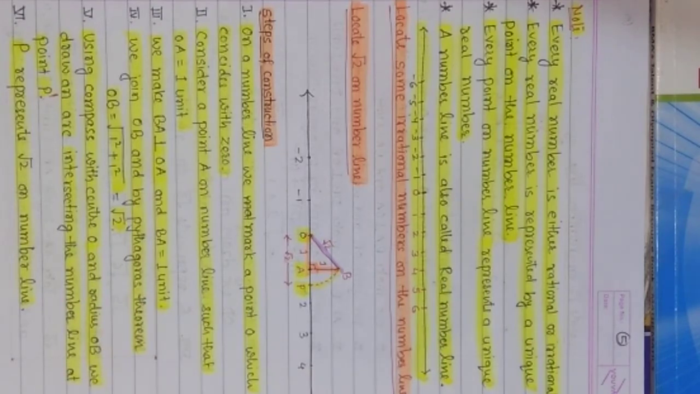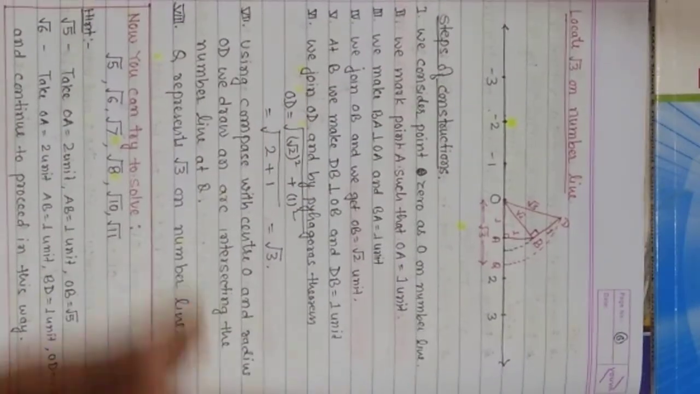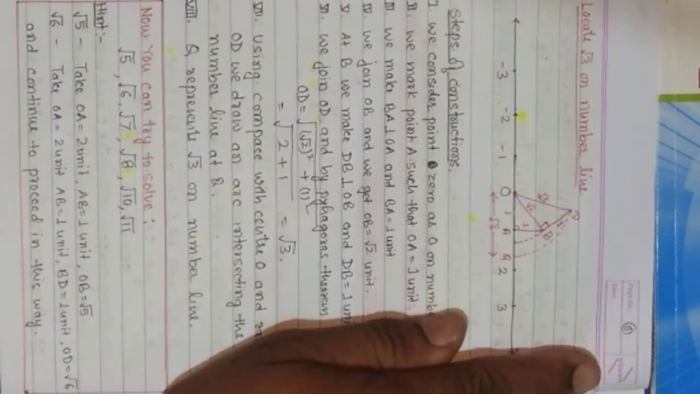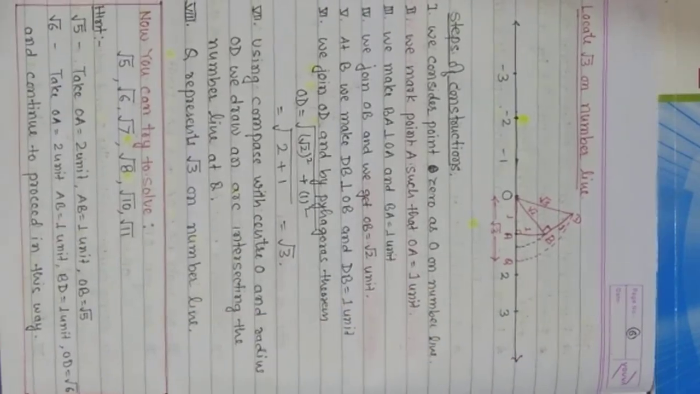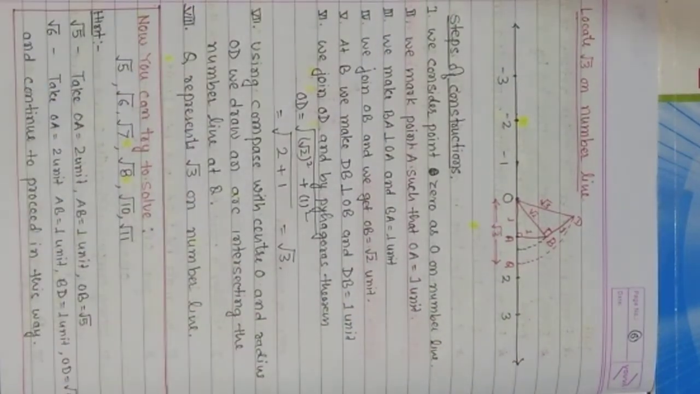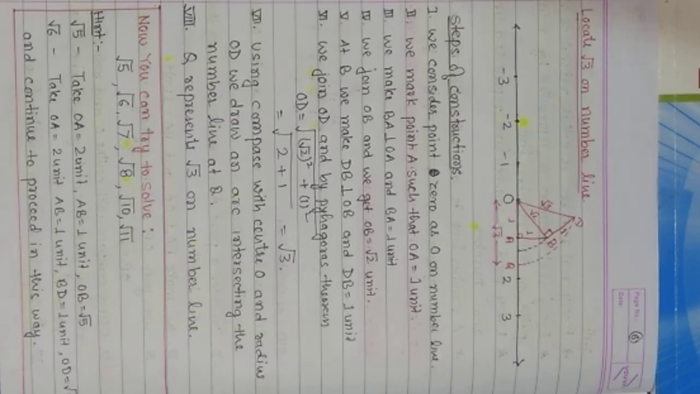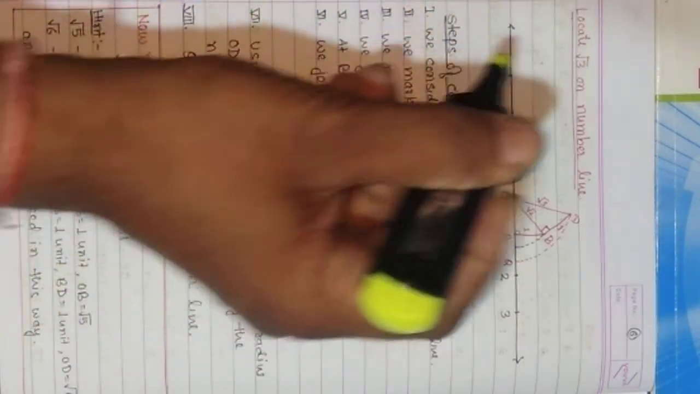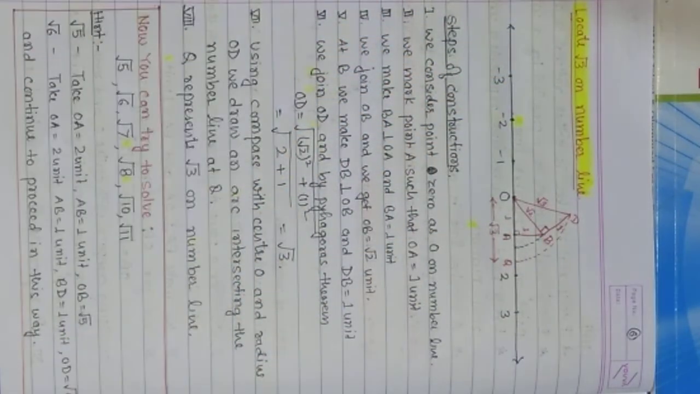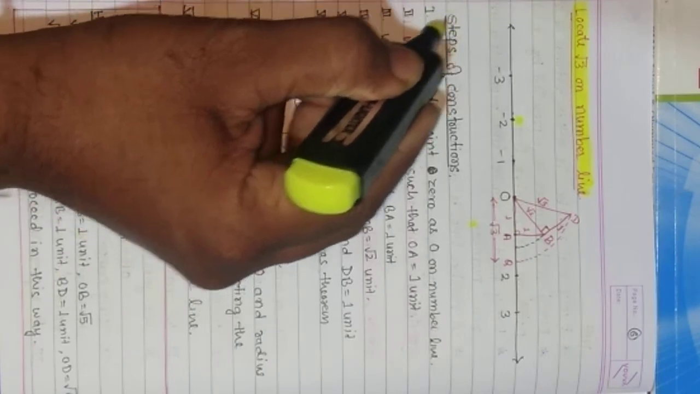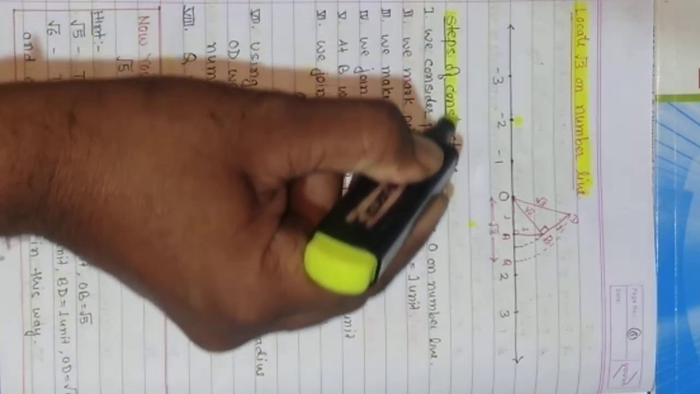Now, the next topic is locate root 3 on number line. How to locate root 3 on number line? First of all, you have to consider a number line. What are the steps for construction?